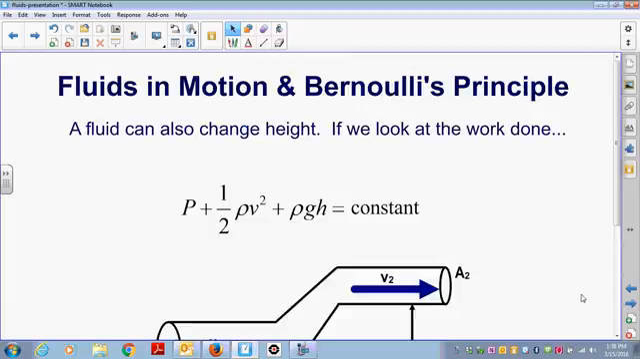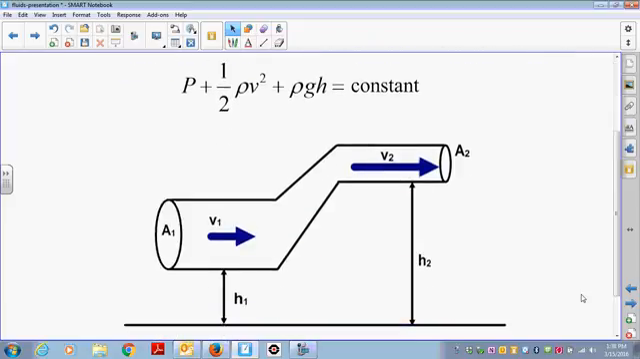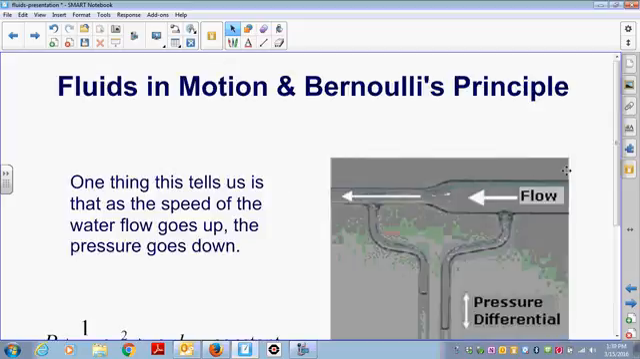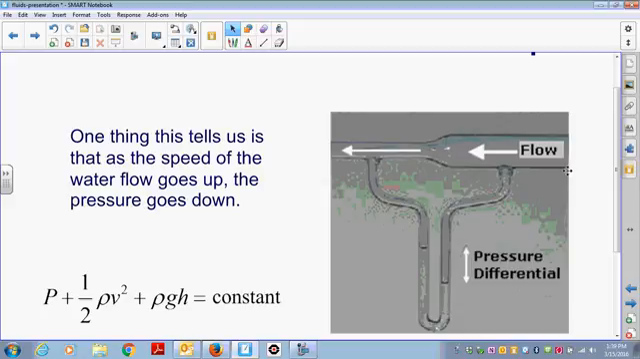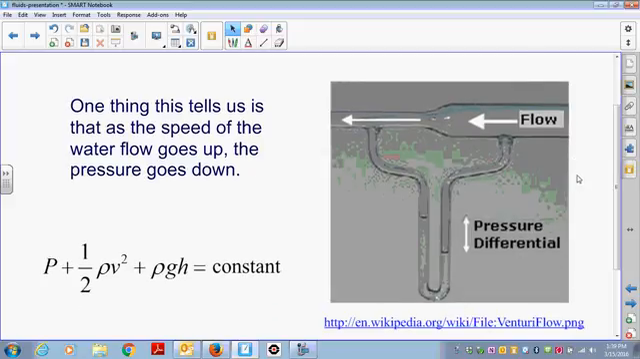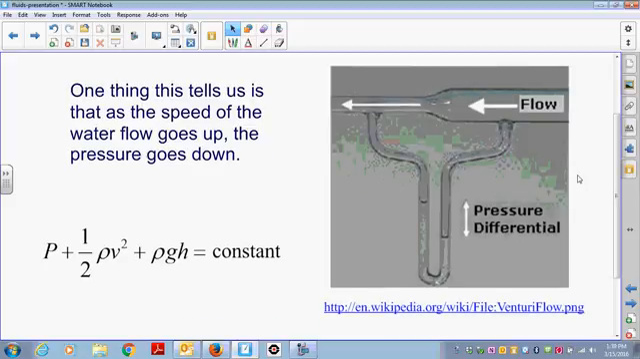A fluid can also change height. If we look at the work done, here the pressure plus 1/2 rho v squared plus rho gh must equal a constant. One thing this tells us is that as the speed of the water flow goes up, the pressure goes down. You can see that here in the diagram. Here we have the original flow. It goes from a larger tube to a smaller tube, and here you see a pressure difference.